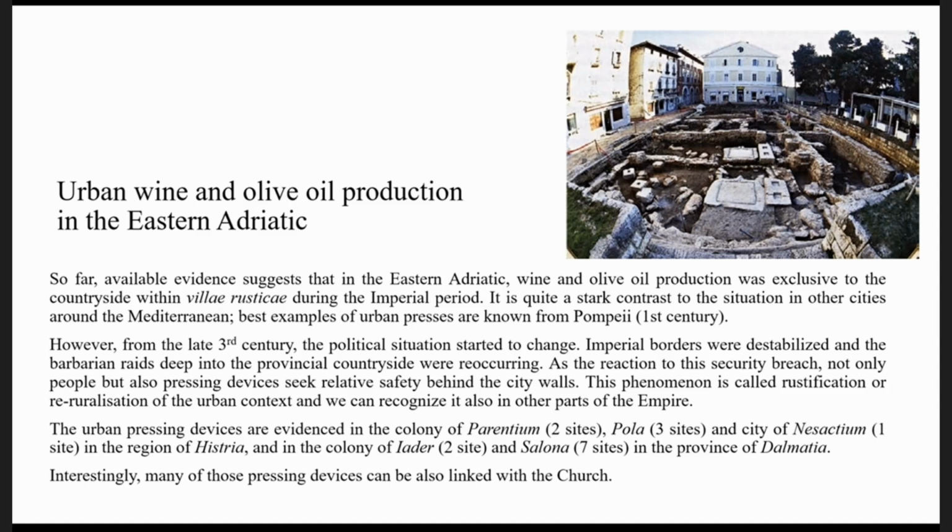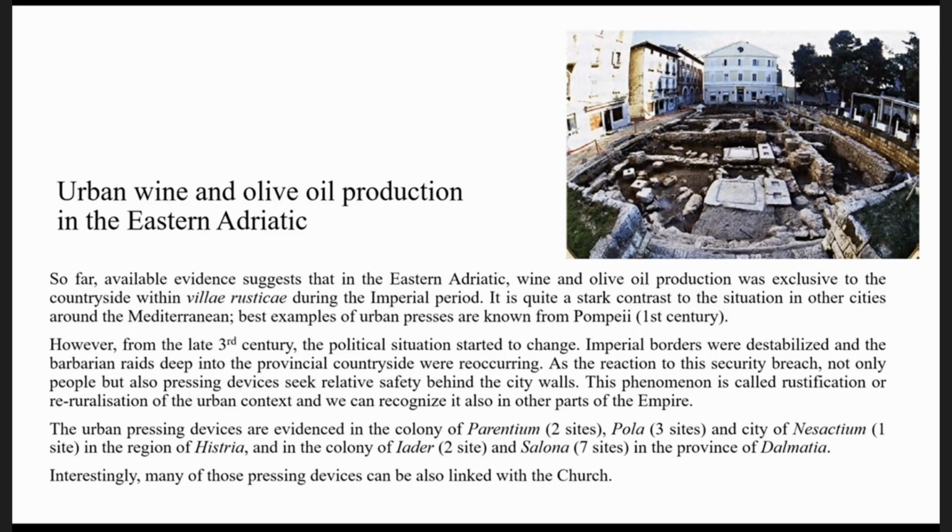However, the situation changed in the late 3rd century because the borders were destabilized and barbarian raids deep into the provincial countryside were reoccurring. And as a reaction to the security breach, not only people but also pressing devices sought relative safety behind the city walls. This phenomenon is called rustification or ruralization of the urban context, and we can recognize it also in other parts of the empire, so it's not specific only for the Eastern Adriatic.